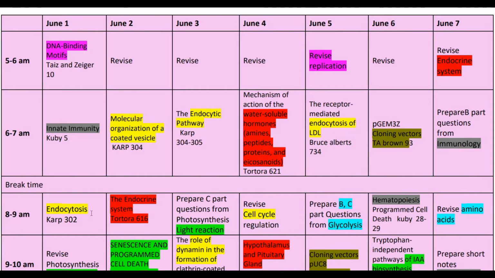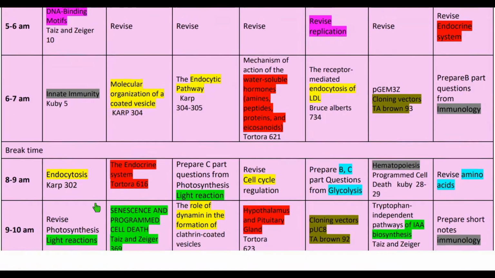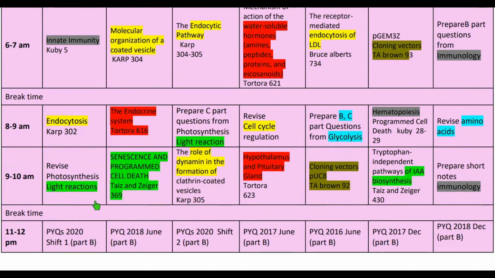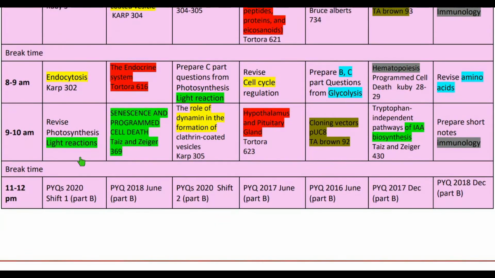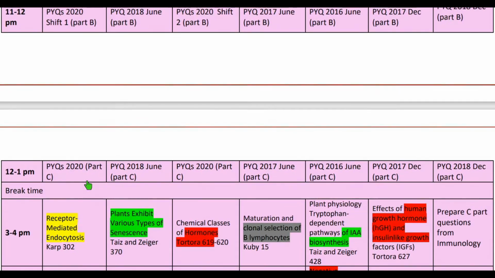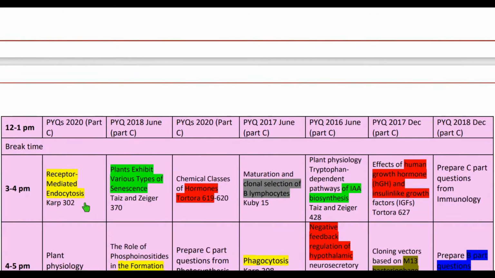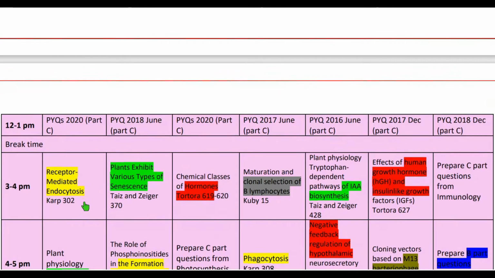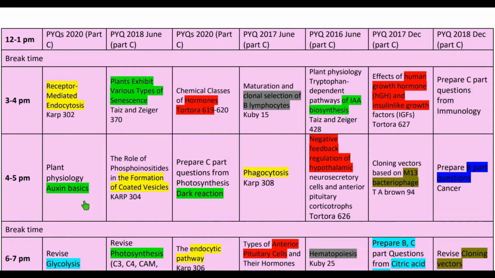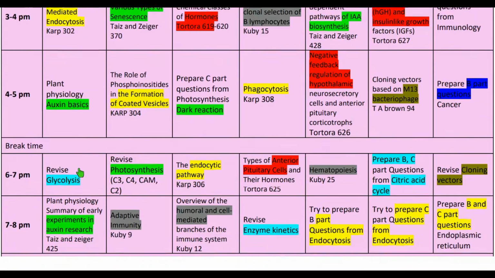8 to 9 a.m., study endocytosis, Karp. 9 to 10 a.m., revise photosynthesis, light reaction. 10 to 11 a.m., previous year questions. Work on the previous year questions. 12 to 1 p.m., work on the previous year questions. Then again break time. 3 to 4 p.m., receptor mediated endocytosis. 4 to 5 p.m., study plant physiology, auxin, the plant hormone auxin.